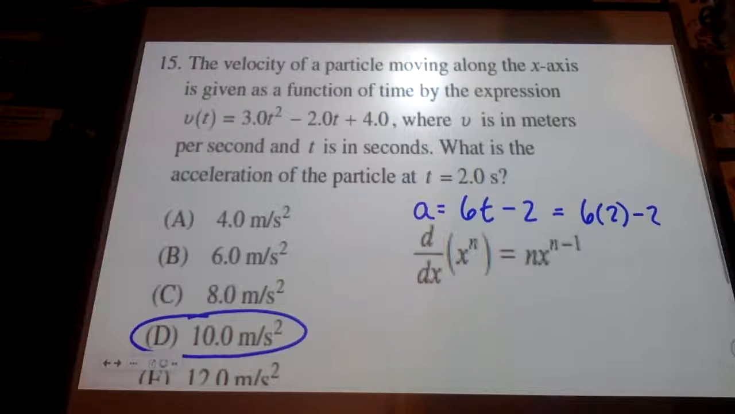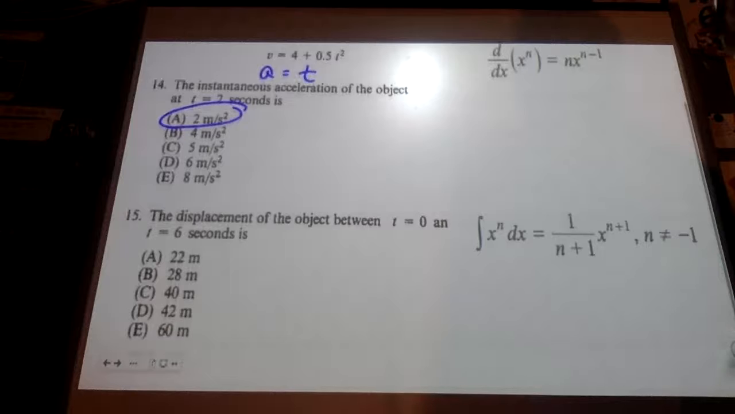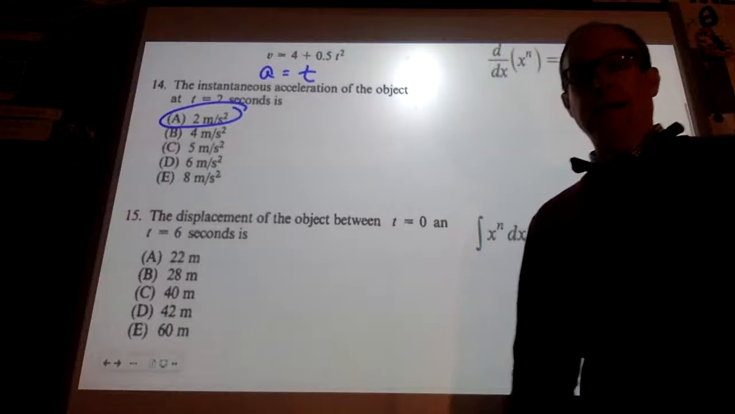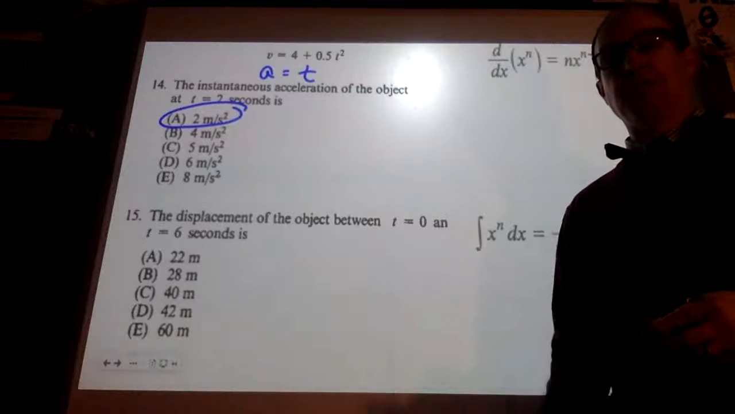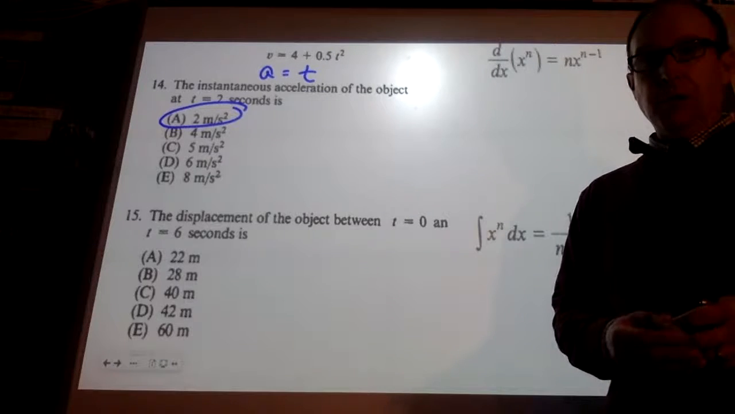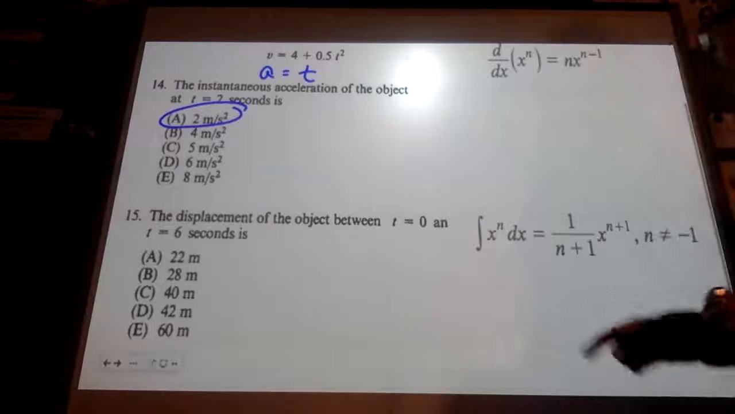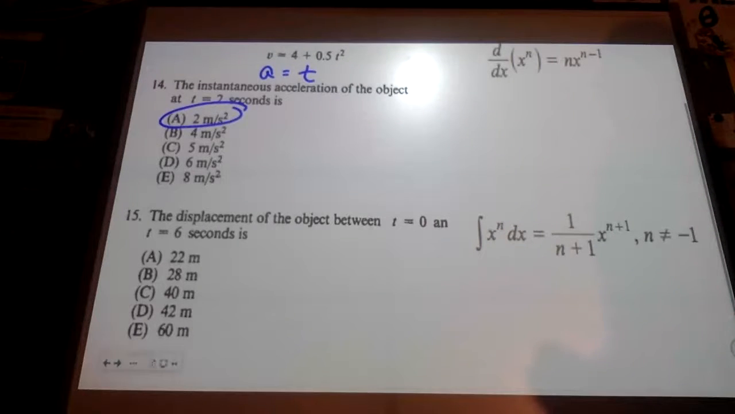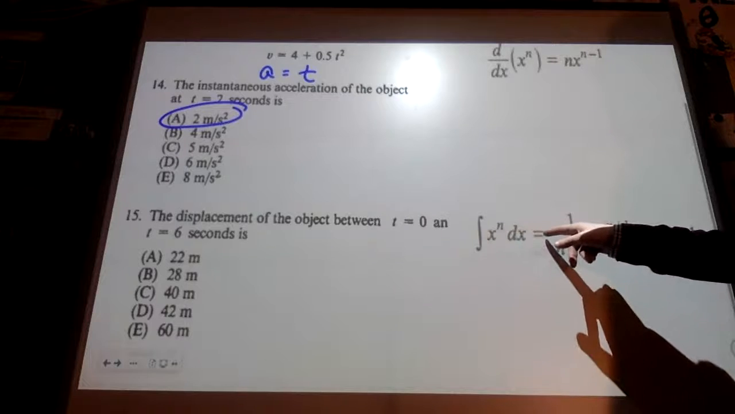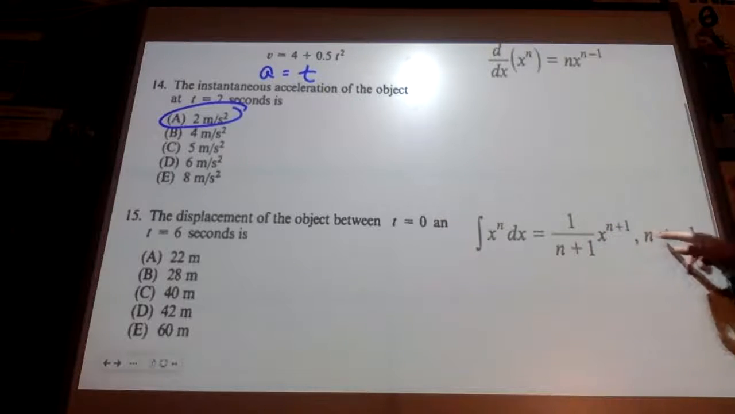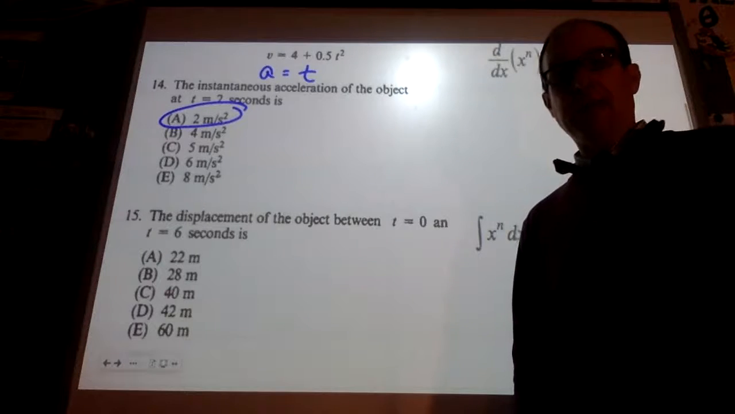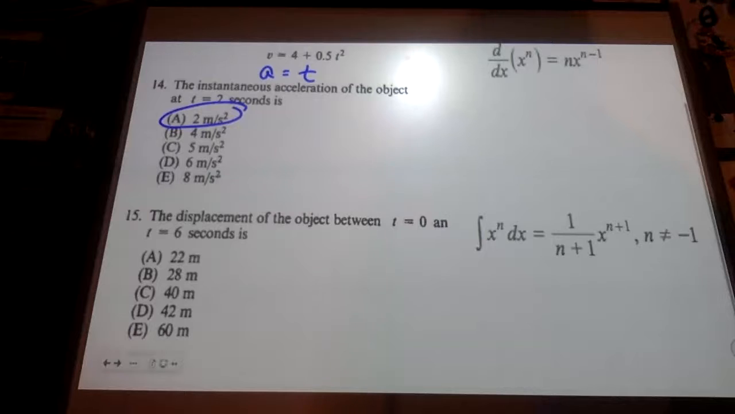The displacement of an object between t equals 0 and t equals 6 seconds. All right, so just like you guys have learned that you can take a derivative to go from displacement to velocity to acceleration, you can go in the opposite direction, which you've learned as an antiderivative or an integral. This is our symbol for our integral, and the integral of x to the n dx is going to be equal to 1 over n plus 1 times x to the n plus 1 power, as long as n doesn't equal negative 1. And we'll get into that. We'll have examples where n is equal to that.